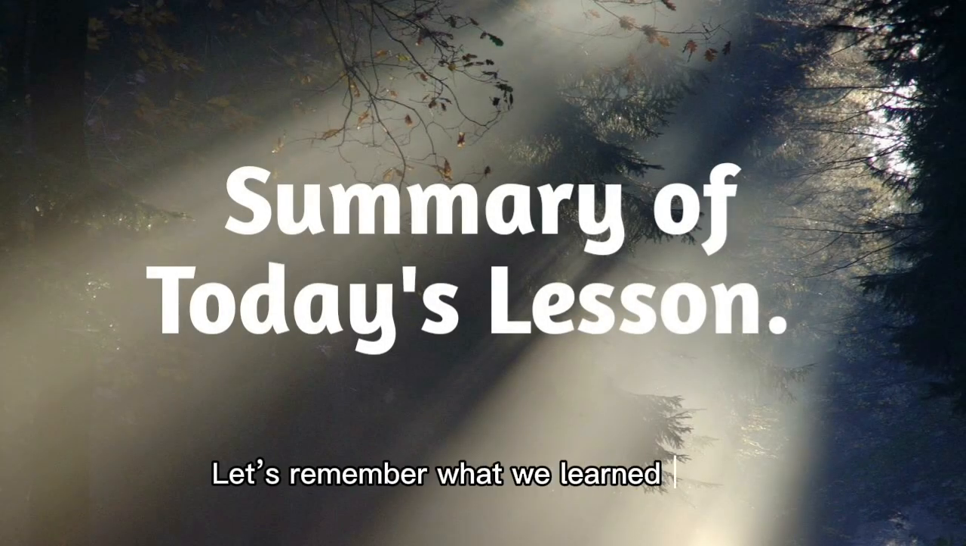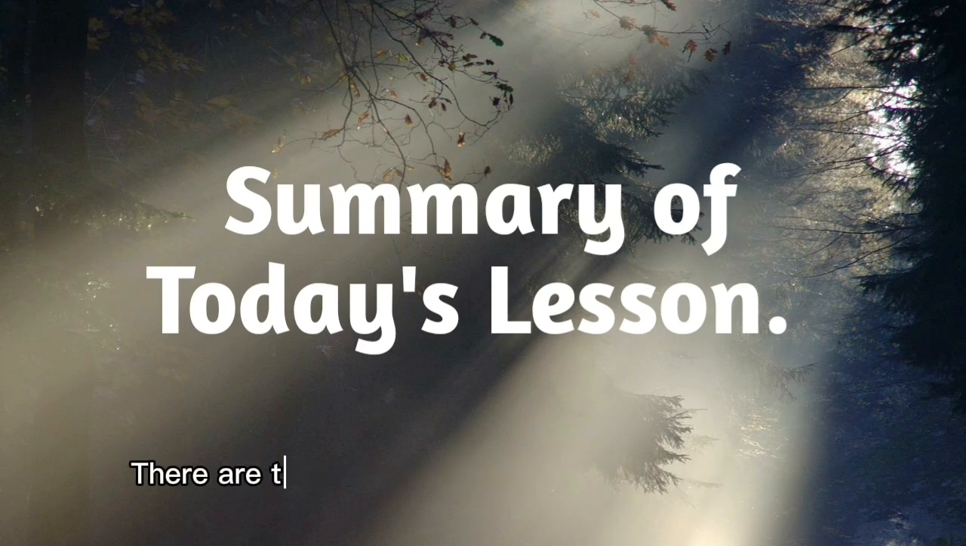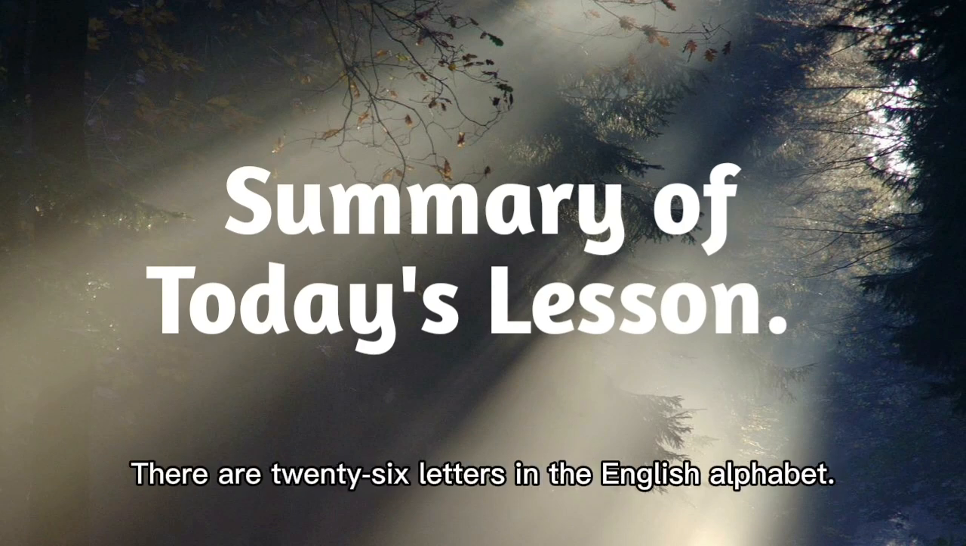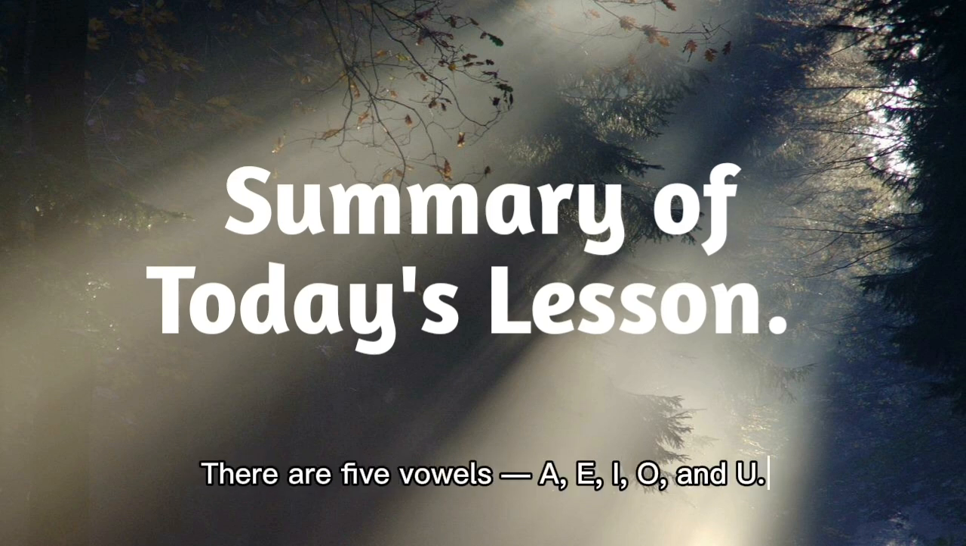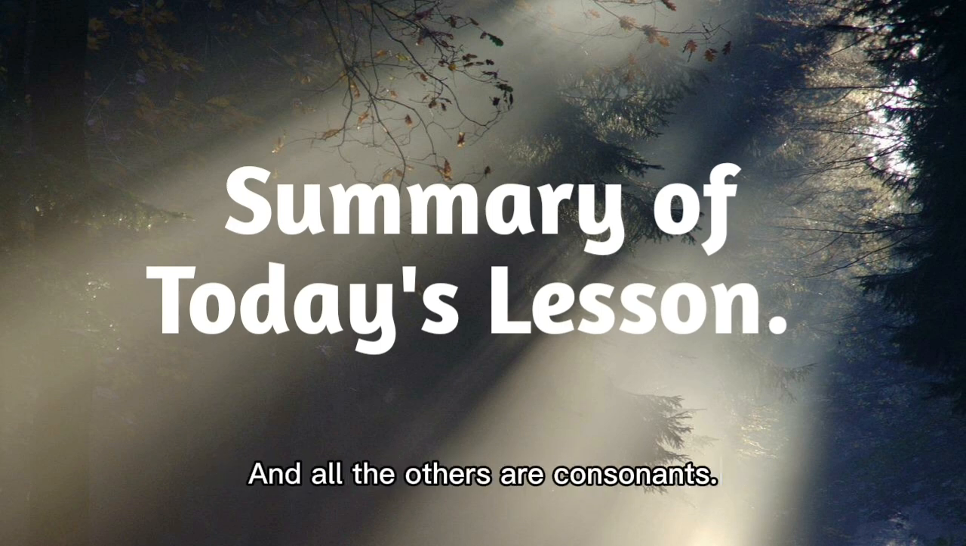Let's remember what we learned today. There are 26 letters in the English alphabet. Each letter has a capital and a small form. There are 5 vowels, A, E, I, O, and U. And all the others are consonants.